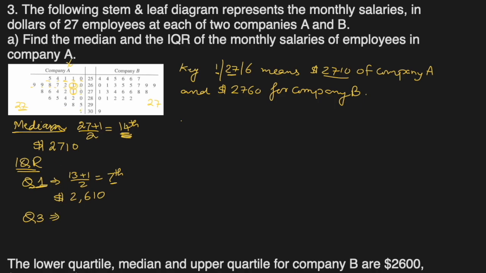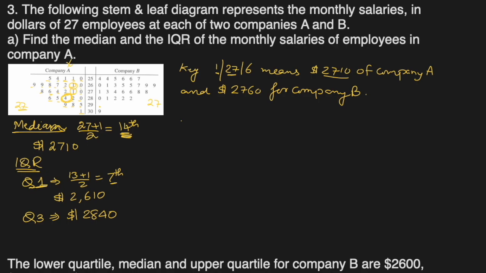So let me count from backwards, because it is cleaner from backwards. Otherwise you can count from here. Okay, let's see from here also. 1, 2, 3, 4, 5, 6, 7. This becomes Q3. If I count from backwards, 1, 2, 3, 4, 5, 6, 7. Again it comes out to be the Q3, which is 2840.